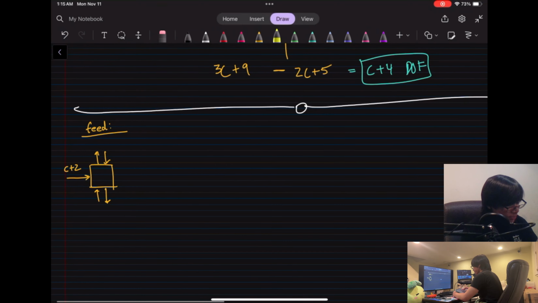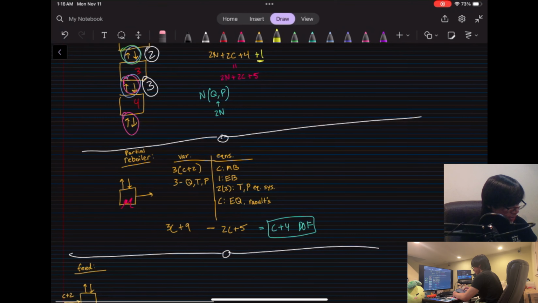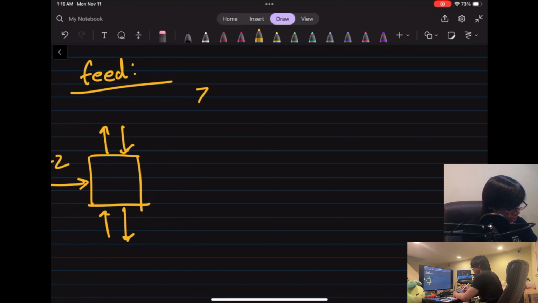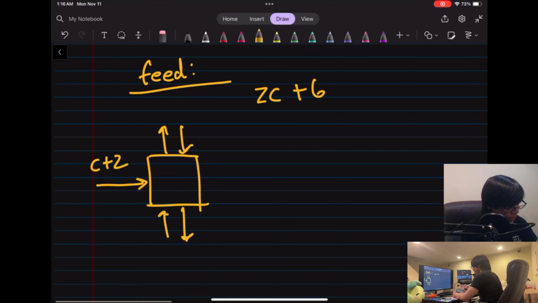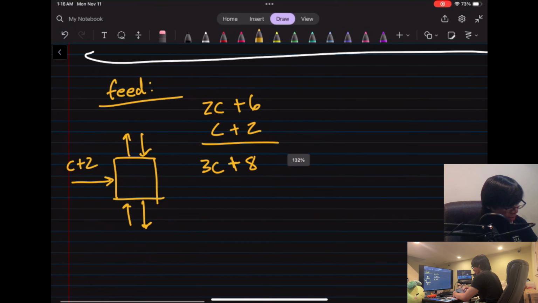And if you notice, with our equilibrium, what do we have? 2C plus 6 as our one equilibrium stage. So if you actually start with that 2C plus 6, and we note we have one inlet stream, we can just add that as an unknown, and that becomes 3C plus 8. But why believe that? Why don't we just actually derive it? So we have variables.